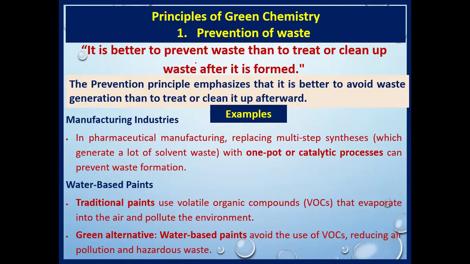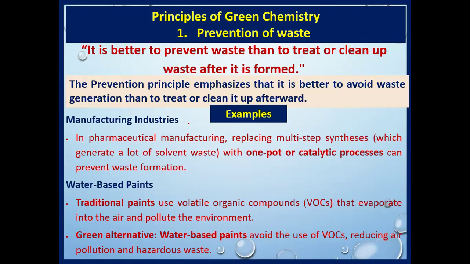It is always better to prevent waste than to treat or clean up the waste after it is formed. So this principle emphasizes that it is better to avoid waste generation than to treat or clean it up afterwards. That means before the chemicals are released in the environment, we must take efforts in the processes so that these chemicals are not released in the environment.